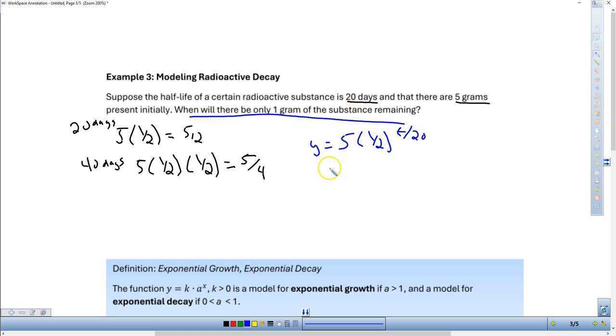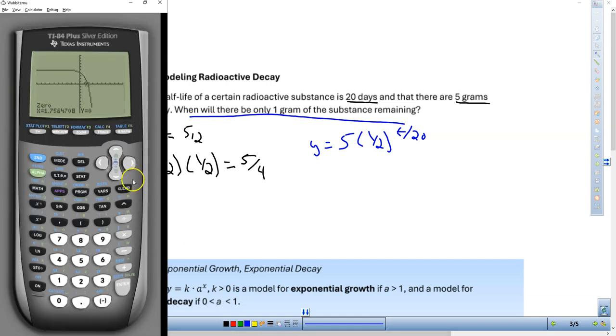Once we have that in mind, we can find out when there is going to be 1 gram remaining. One way we can do this is to use our graphing calculator again. So let's plot in this new function. We're going to say 5 times 0.5, raised to the power of x over 20. So that is our function model.